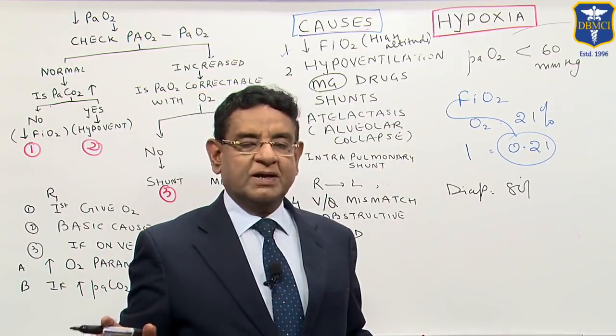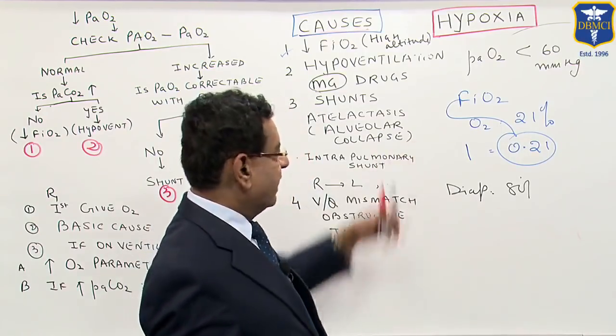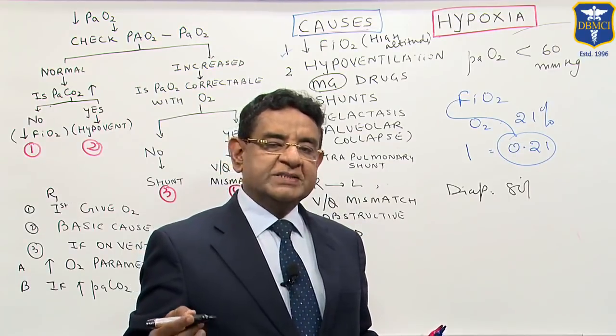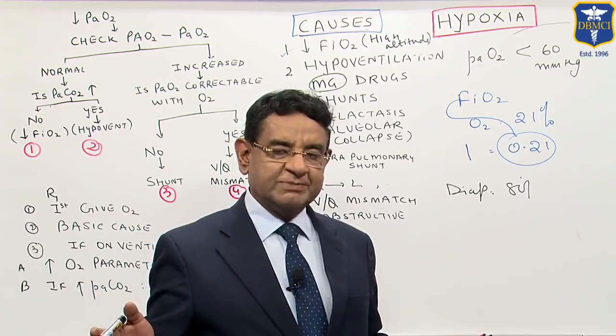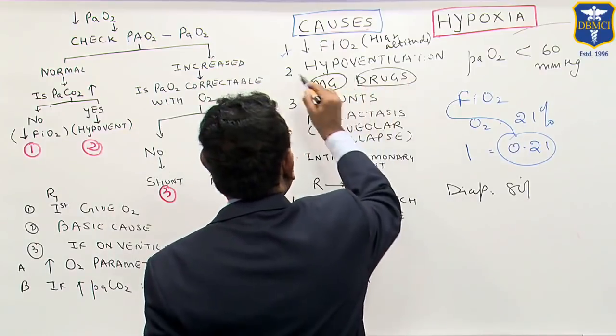If the diaphragm gets paralyzed, there will not be any air movement, there will be hypoventilation. Similarly, if you have given an anesthesia drug overdose where you paralyze all the respiratory muscles, the drug overdose will lead to hypoventilation.